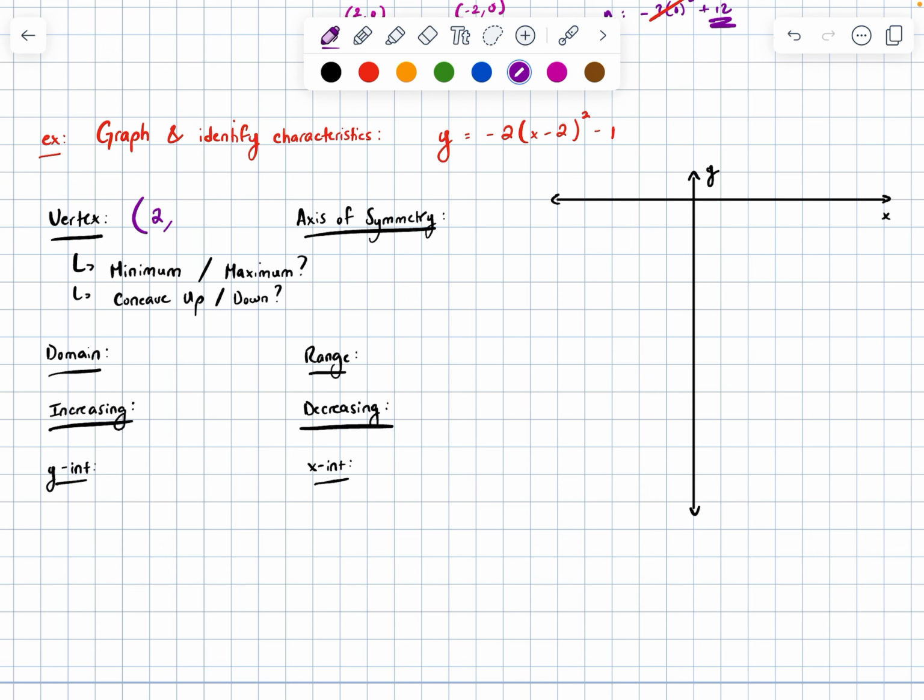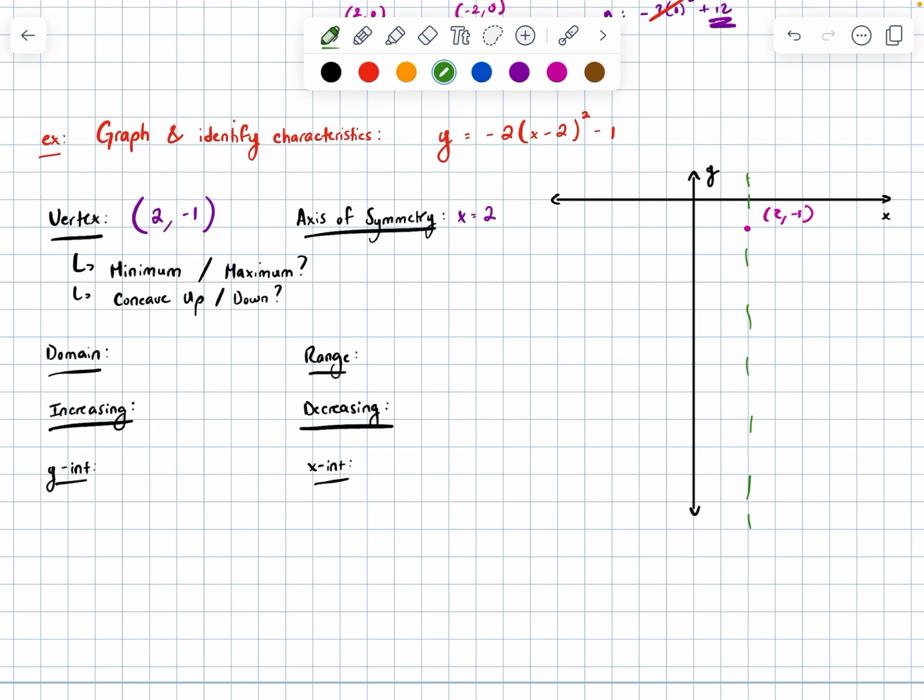That -2 inside of the square tells me that I went 2 to the right, opposite of what I expect. That -1 outside of the parentheses tells me that I went 1 down. So my vertex is at the point 2, -1, which is right over here. Let me label it 2, -1. And my axis of symmetry, x equals my value from my vertex. So x equals 2. I'll sketch that guy in. Here is my beautiful, perfect vertical line.